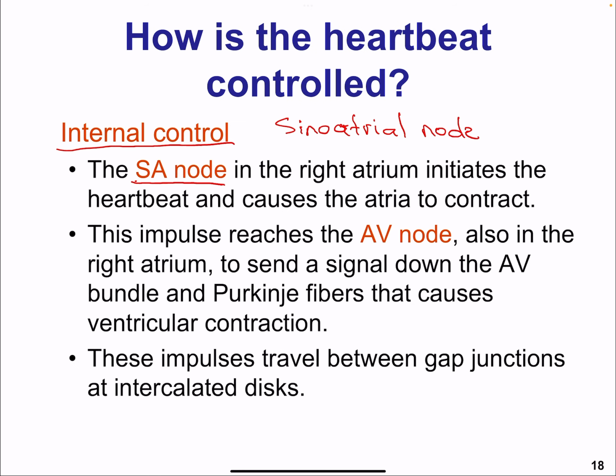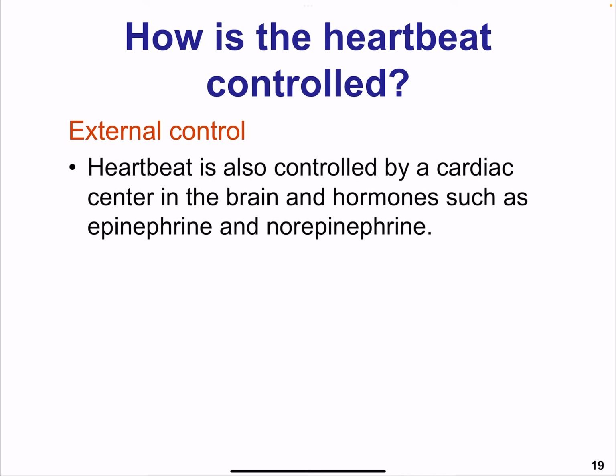Okay, let me come back here. So we talked about the sinoatrial node that is located on the right atrium. That's where the signal is initiated. And then it's going to follow and go to the atrioventricular node. And from there, the impulse is going to travel through bundles of tissues and the Purkinje fibers, very specifically nervous tissue, right? And this is going to cause a contraction as a unit, and the information travels so fast because of the gap junctions, right, that are located at intercalated discs.